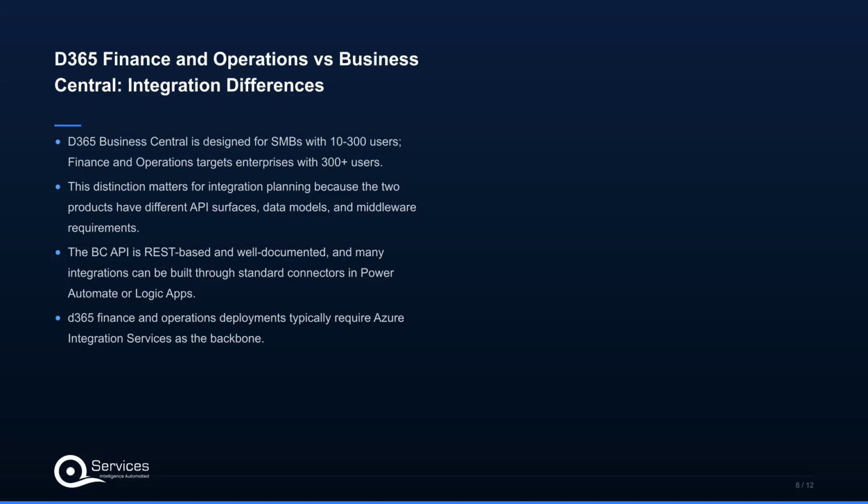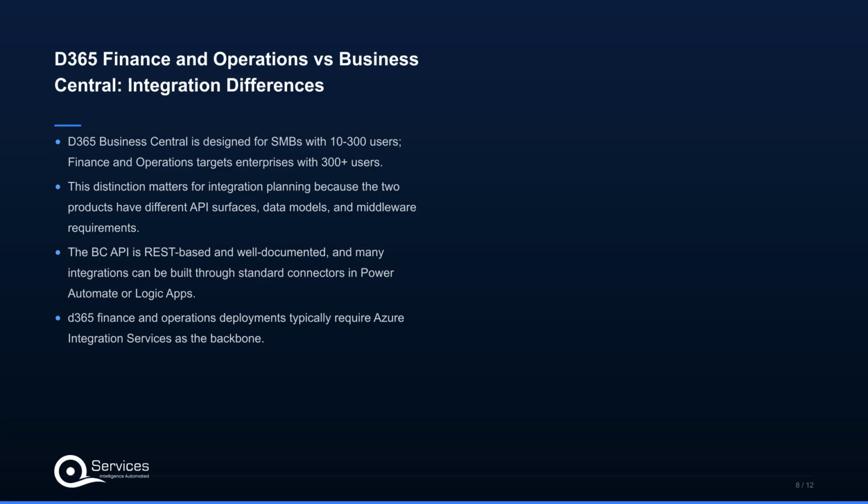Let's talk about moving on to D365 Finance and Operations versus Business Central, integration differences. D365 Business Central is designed for SMBs with 10 to 300 users. Finance and Operations targets enterprises with 300 plus users. This distinction matters for integration planning because the two products have different API surfaces, data models, and middleware requirements.